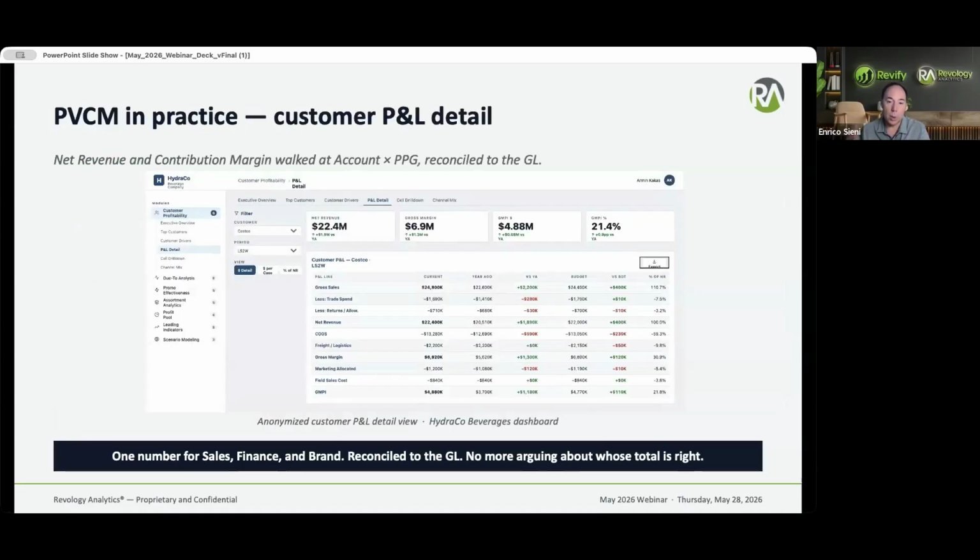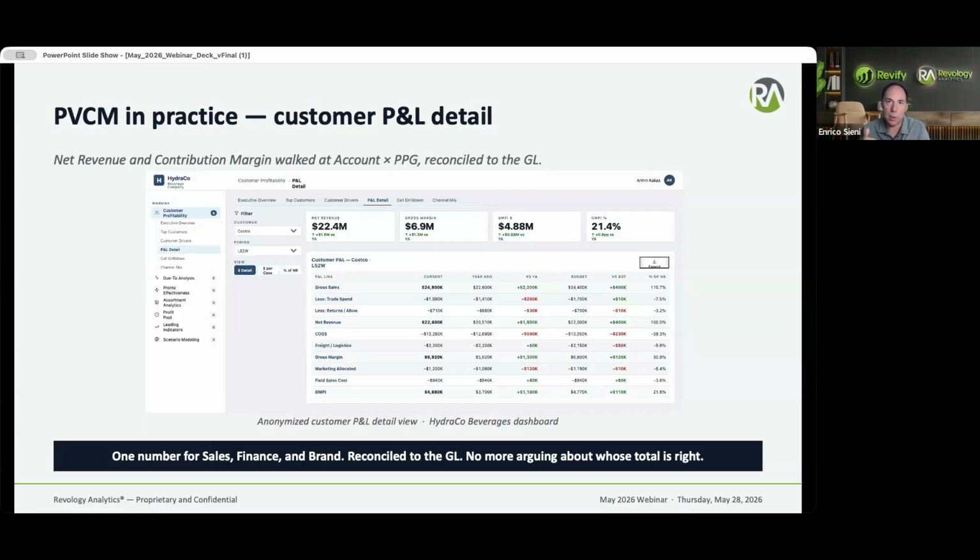This is an example, and of course, these are all customer data which has been sanitized for obviously confidential reasons. But we're giving an example of a company called Hydroco, and this is an example of what a customer P&L detailed view could look like for a beverage company. And so you have your net revenue, your contribution margin, and it's all walked down to the account by product group level, fully reconciled to the general ledger.